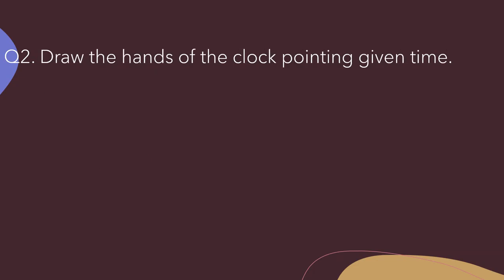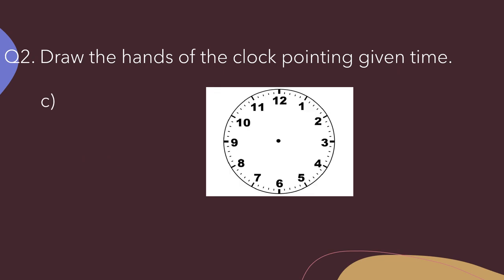Okay, now in C part, we again have a clock given. Now we have to draw the hands of this clock, and the time given is 7:30. So beta, whenever 7:30 is given, it means our minute hand should be at number 6. How many minutes have passed? That is 6 multiplied by 5, 30 minutes. So what is the time? 7:30.